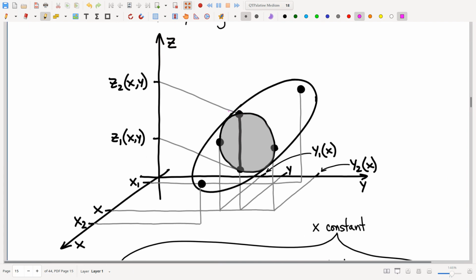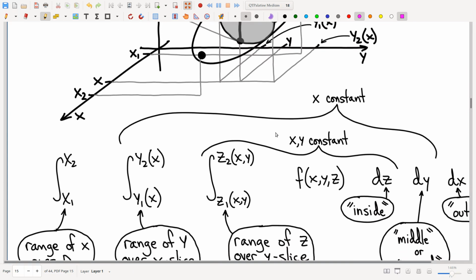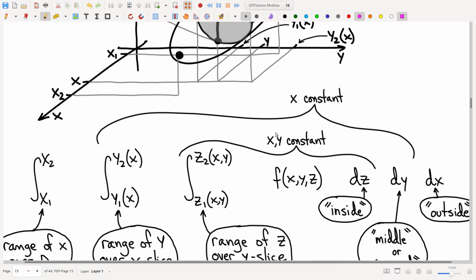Three-dimensional solid. Oh, and I should say, for no particular reason, I'm going to do my slicing in this order, as this first example. Keep in mind, when it comes to slicing, we always start on the outside and move inward. Only when it comes to evaluating do we go to the inside and move outward. So starting on the outside, we're going to do our dx slicing, followed by dy slicing, followed by dz slicing. Let's just remember that.